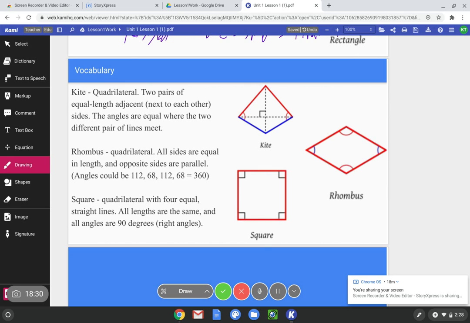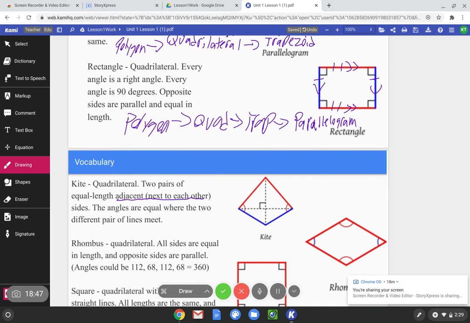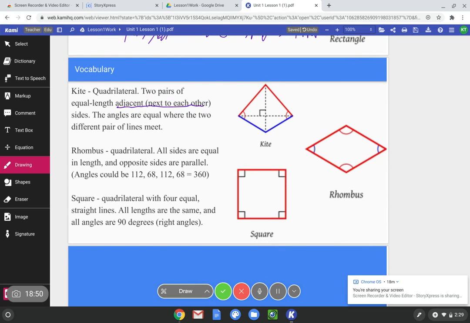A kite. A kite is a quadrilateral because it has four sides and has two pairs of congruent lengths that are next to each other. So when something is next to each other, we say adjacent. So you see how these blue lines, they are not across from each other, as in the rectangle up here. No, they are next to each other and they are congruent in length. That is how we form a kite. So these blue lines, they're congruent in length and they're adjacent to each other. And these red lines are congruent in length and they are adjacent to each other.